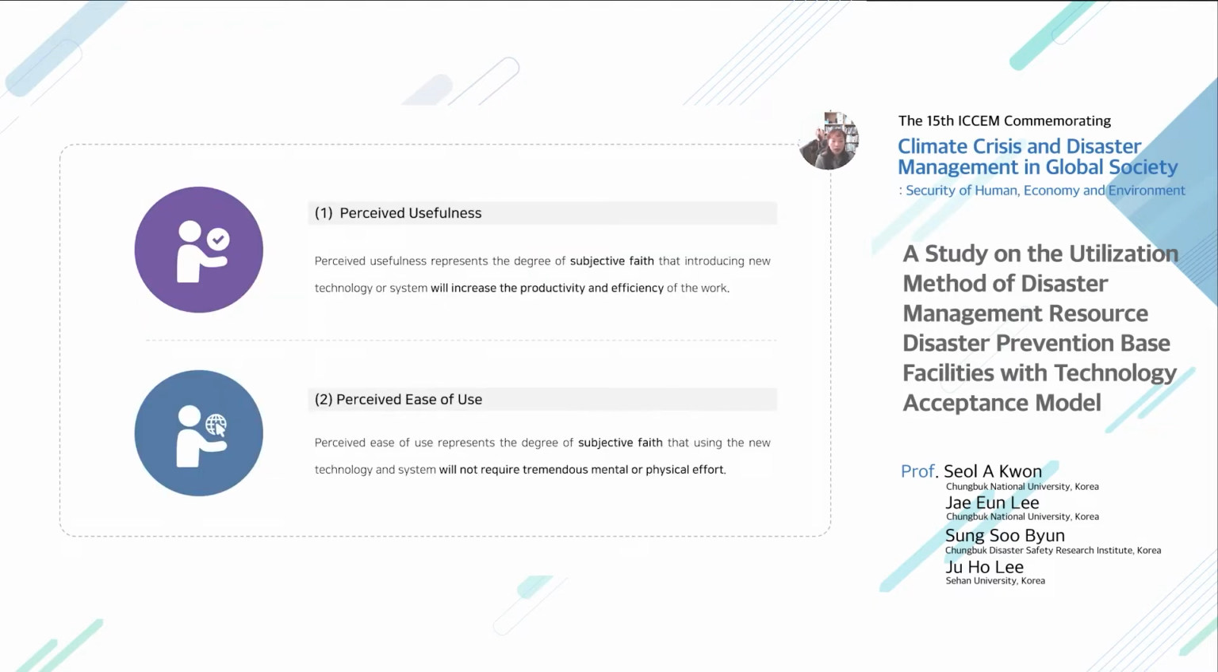The first is perceived usefulness, which represents the degree of subjective belief that introducing a new technology or system will increase the productivity and efficiency of the work. The second is perceived ease of use, which represents the degree of subjective belief that using the new technology and system will not require tremendous mental or physical effort.